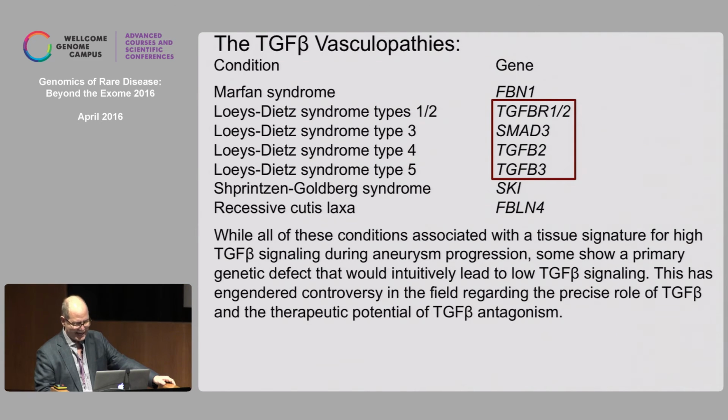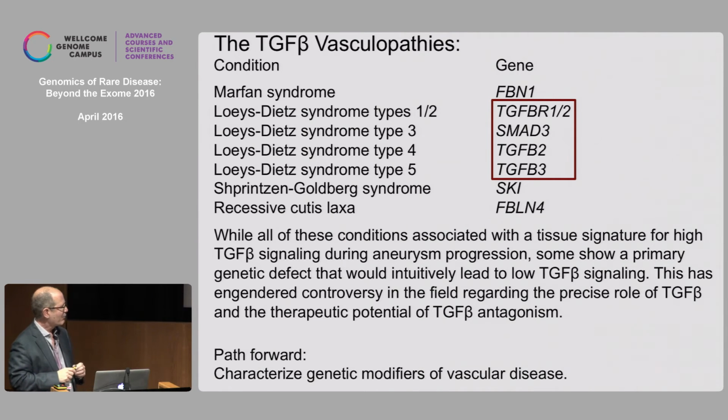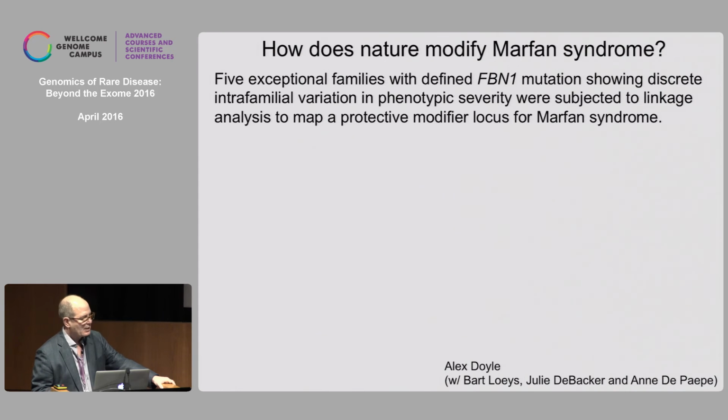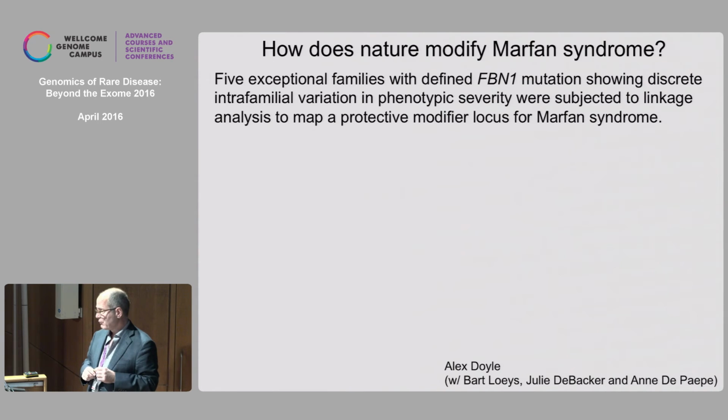of TGF-beta antagonism. So in considering paths forward, we decided to characterize genetic modifiers of vascular disease in Marfan and Loeys-Dietz syndrome. In essence, we were asking, how does nature modify Marfan syndrome in this particular study? Over the course of many years, in collaboration with Bart Loeys, Julie DeBacker, and Anne DePaepe, we had identified 5 truly exceptional families with Marfan syndrome that showed discrete intrafamilial variation in vascular disease.